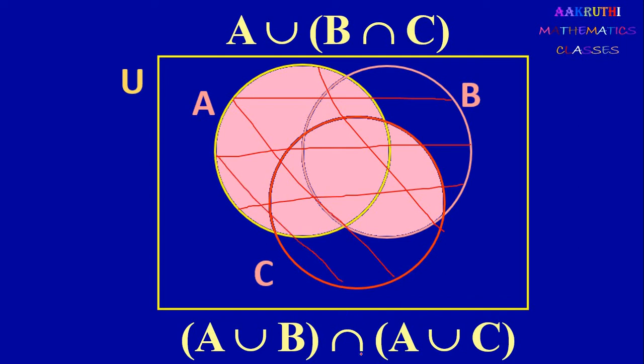Then you have to take the intersection part, that is A union B intersection A union C, meaning common elements in A union B and A union C. Common elements means we get only this shaded part. So this shaded part is A union B intersection A union C. This shaded part belongs to both A union B and A union C. So therefore the shaded part is A union B intersection A union C.